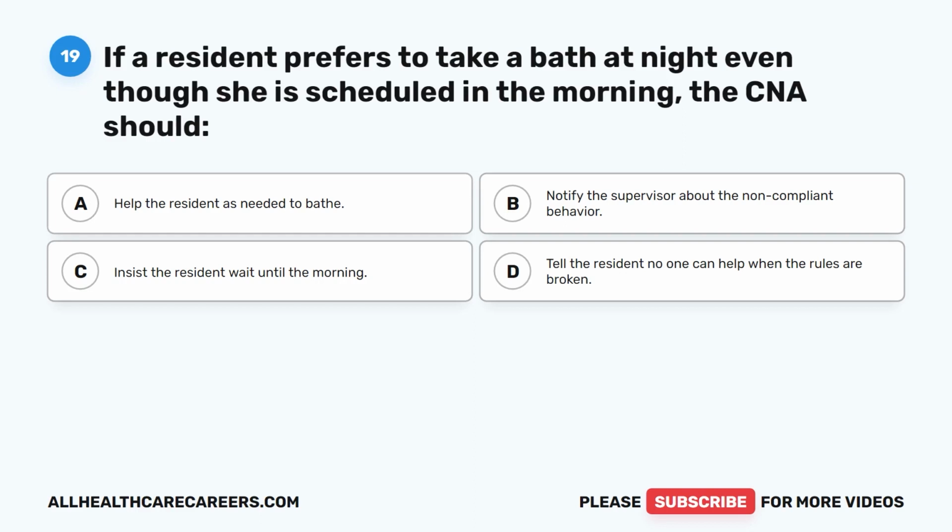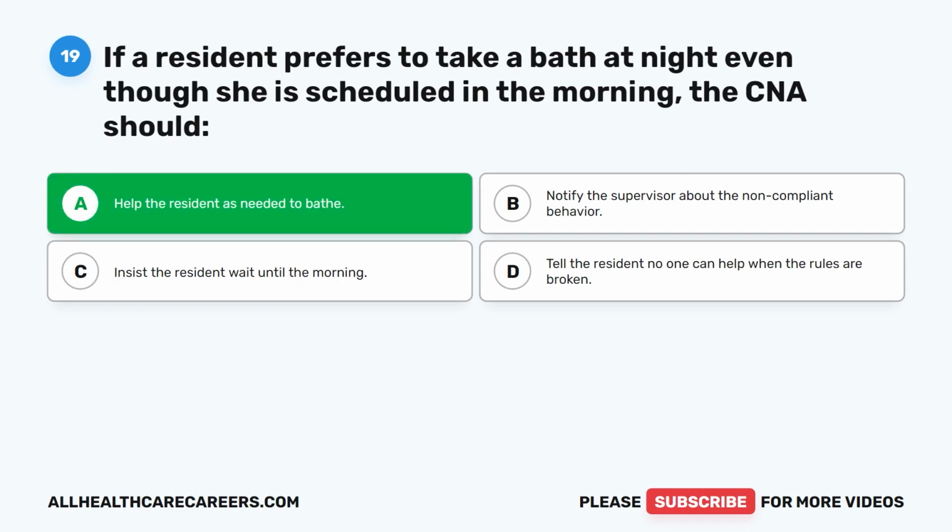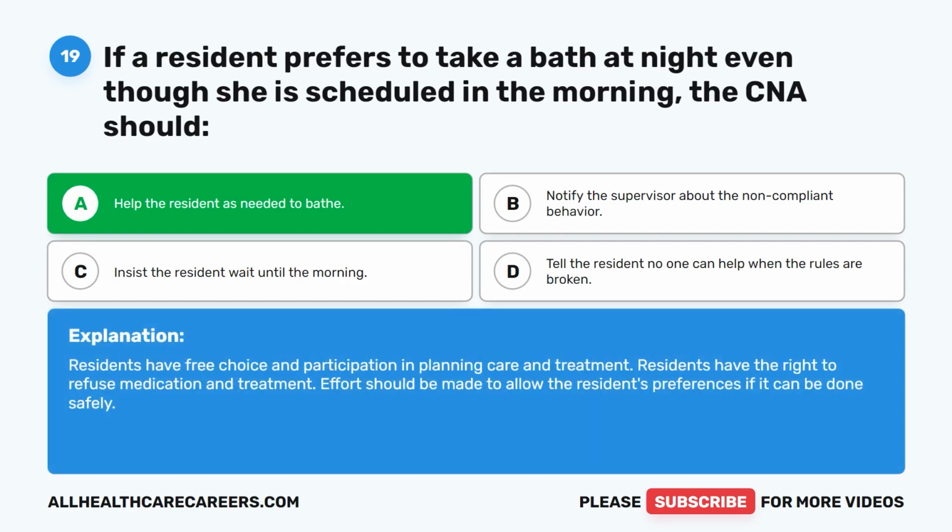The correct answer is A. Help the resident as needed to bathe. Residents have free choice and participation in planning care and treatment. Residents have the right to refuse medication and treatment. Effort should be made to allow the resident's preferences if it can be done safely.